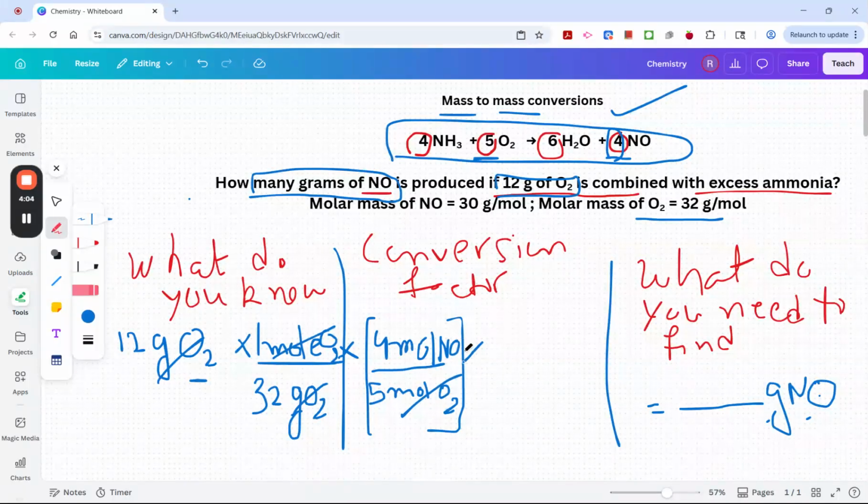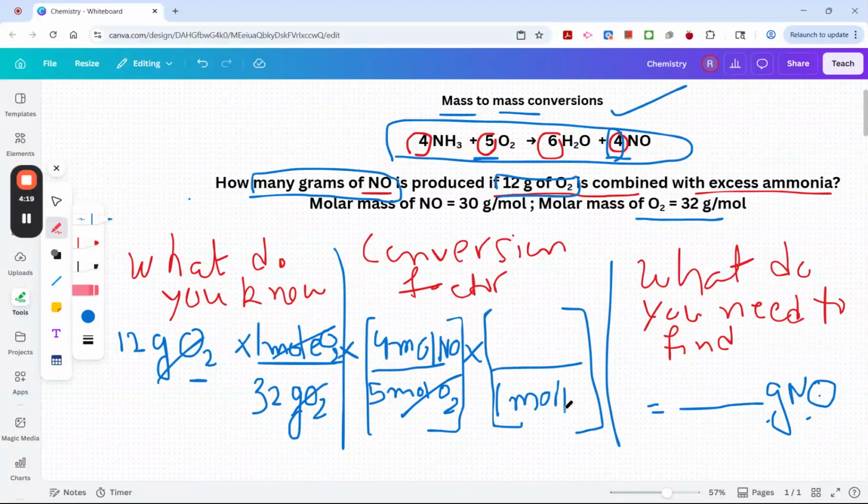Now I have nitric oxide in terms of moles, but I need nitric oxide in terms of grams. So I'm going to change these moles into grams. Same concept. 1 mole of anything in terms of grams is equal to its molar mass. So 1 mole of nitric oxide is equal to, what is the molar mass? 30 grams of nitric oxide. Here we go. Moles of nitric oxide cancelled. Now I have nitric oxide in terms of grams. So let's find the answer.